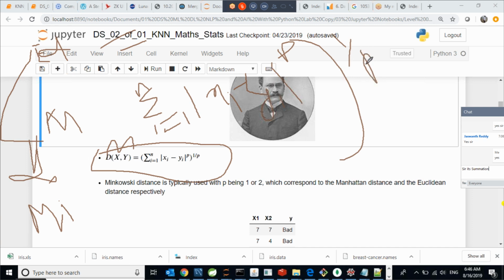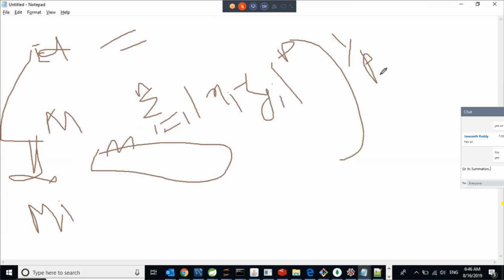This is the general formula of Minkowski distance. So we can see here, if I want to show, let's suppose, go to that notebook pad. If p is equal to 2, you can say this is the Euclidean distance.